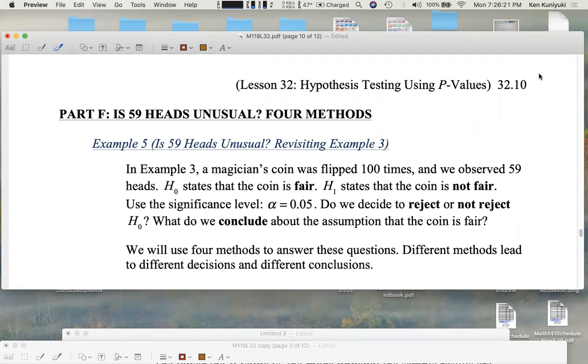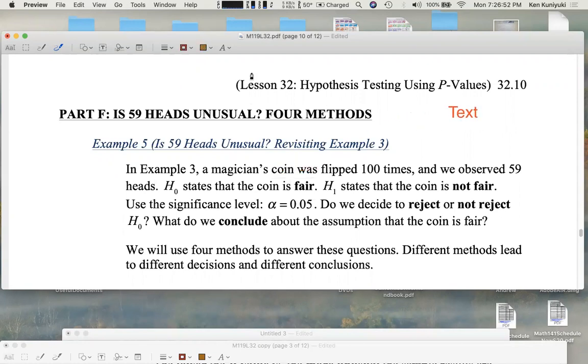If you take David's coin, you flip it 100 times, and you get 59 heads in 100 flips, is that unusual? I wish I could give you just one response, but actually, it depends on the analysis. It's more complicated than you might think. And we're going to use 4 methods to analyze this question. Is 59 heads on 100 flips of a presumably fair coin unusual? Or is that too unusual for the assumption of a fair coin to hold up?